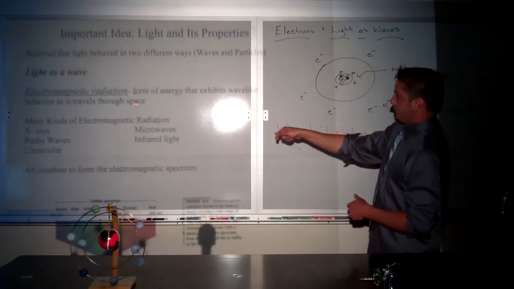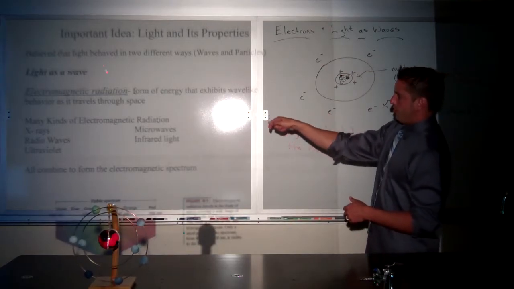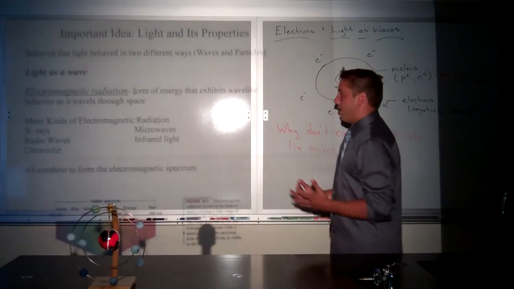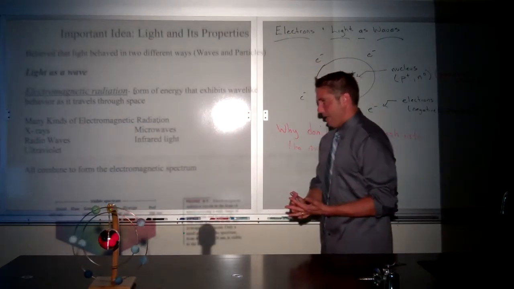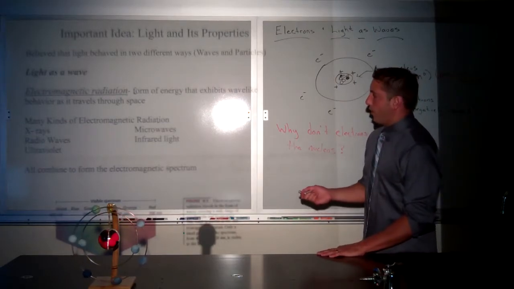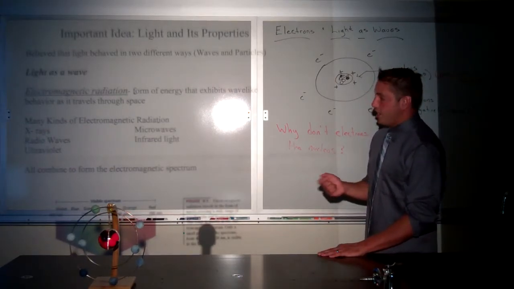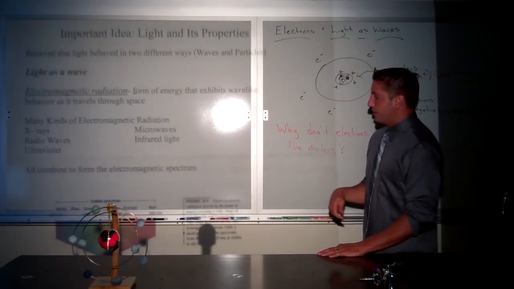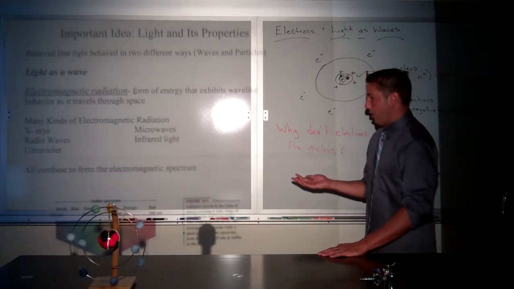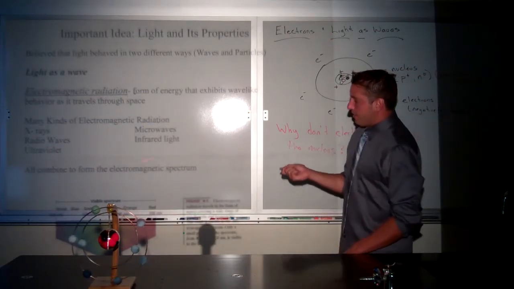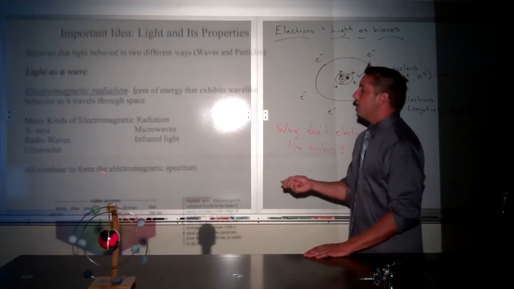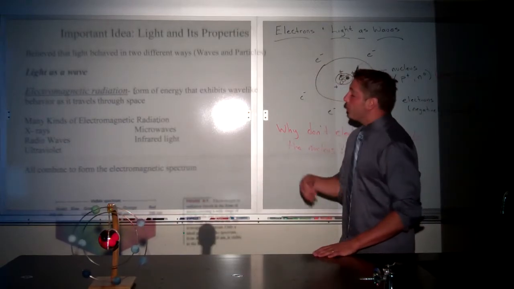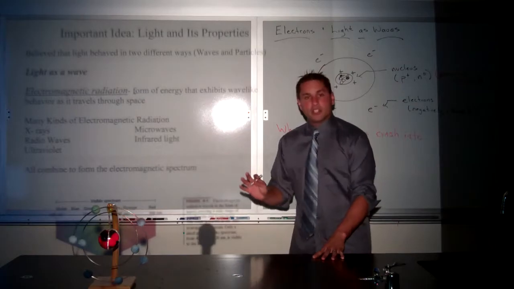Or with my PowerPoint pointer, like that. There are a lot of different types of electromagnetic radiation. Light is one of the many. Other ones that you may be familiar with: X-rays, radio waves, ultraviolet rays or UV, microwaves, infrared light or infrared rays. And all of these different types of electromagnetic radiation combine to form what we call the electromagnetic spectrum. So I'm going to slide a picture of the spectrum up, and we're going to talk about that.